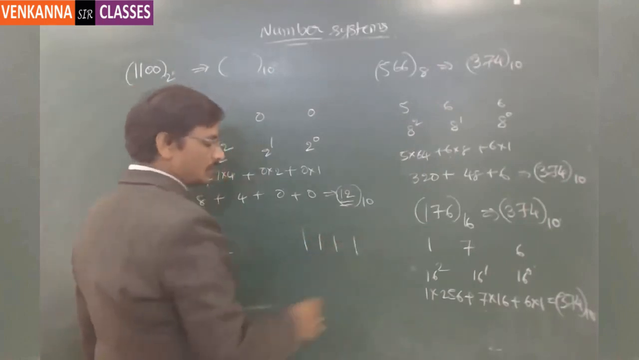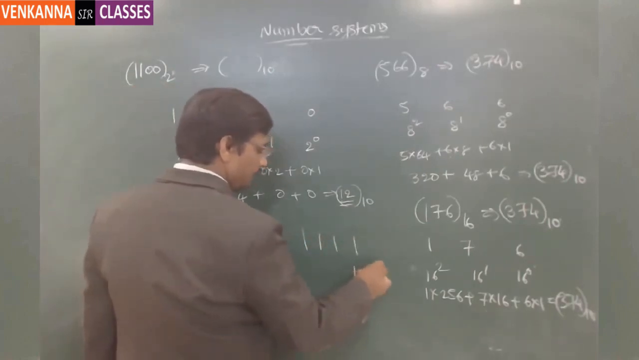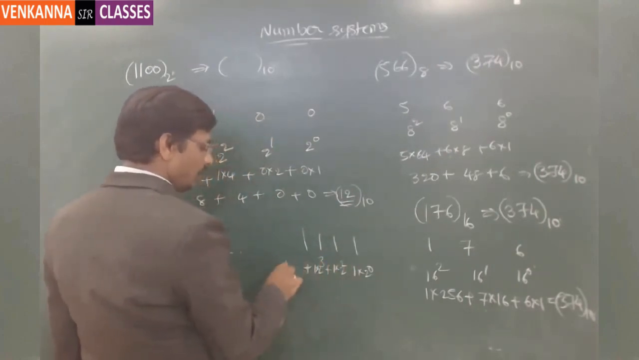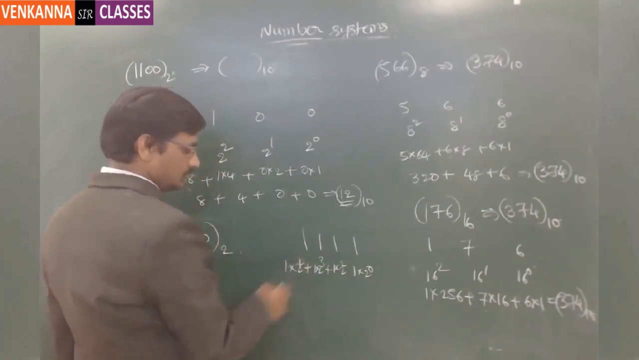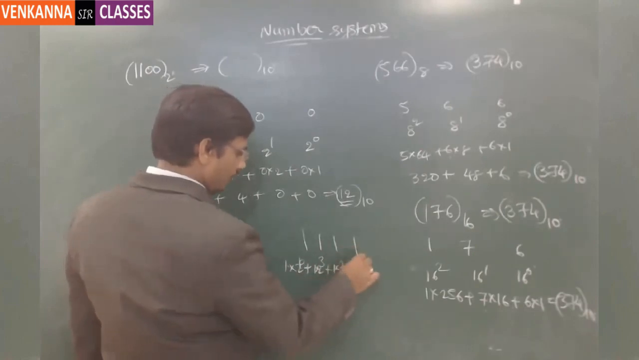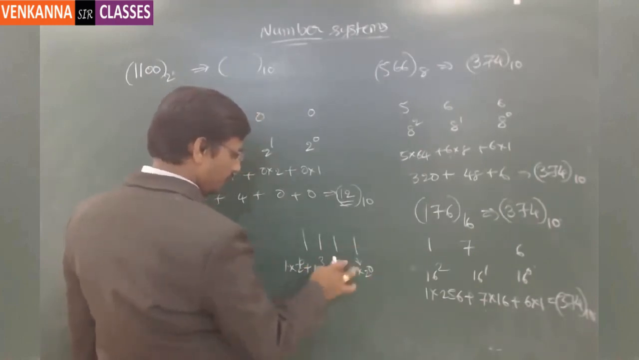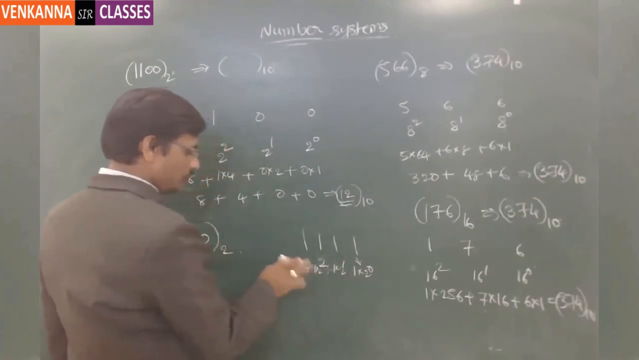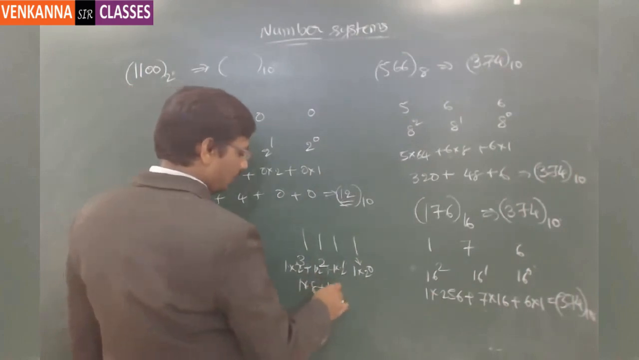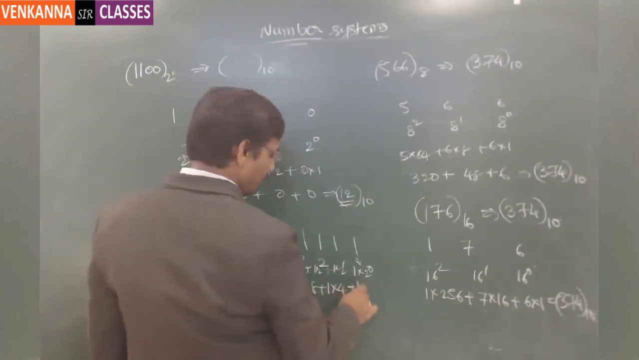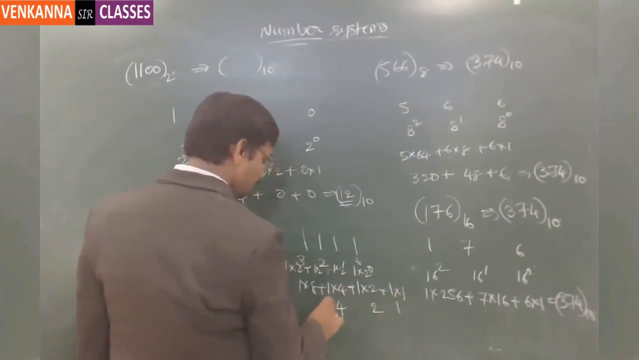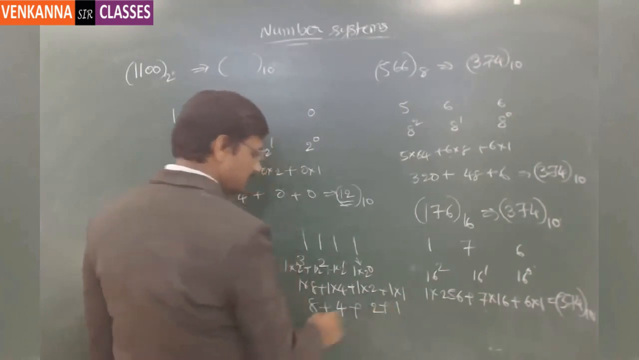1111, if you notice, this is 1 into 2 power 0, 1 into 2 power 1, 2 power 2 and 2 power 3. This is the highest. So 1 into 2 power 3 is 1 into 8, plus 1 into 4, plus 1 into 2, plus 1 into 1. So this is 1 plus 2 plus 4 plus 8. If you notice, this is going to be 15.